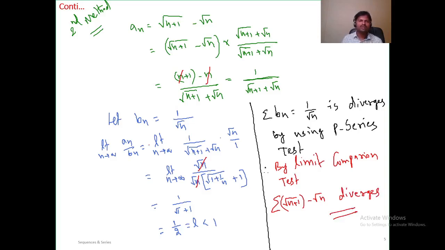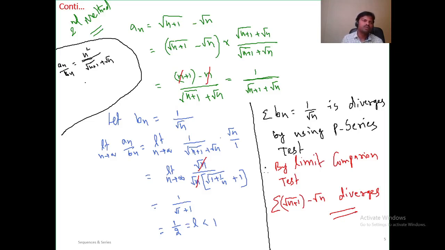That's it. So here also I got the conclusion diverges. And you may get a doubt here. Instead of choosing 1 by root n, if I choose 1 by n square, what happens? This kind of doubts generally you may get. So let me do it here. If you choose 1 by n square, what will be the limit value? So that means an by bn I am computing. So instead of root n I will get n square, right? So n square by the denominator root n plus 1 plus root n.